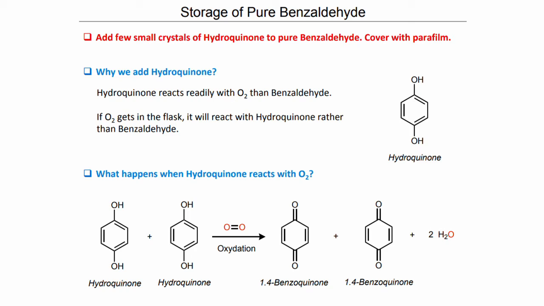It undergoes the exact type of reaction, so we have two hydroquinones that can undergo oxidation, where the alcohols become carbonyls. Because this reaction is faster, we end up removing most of the oxygen that's in the beaker, so our benzaldehyde should be safe.